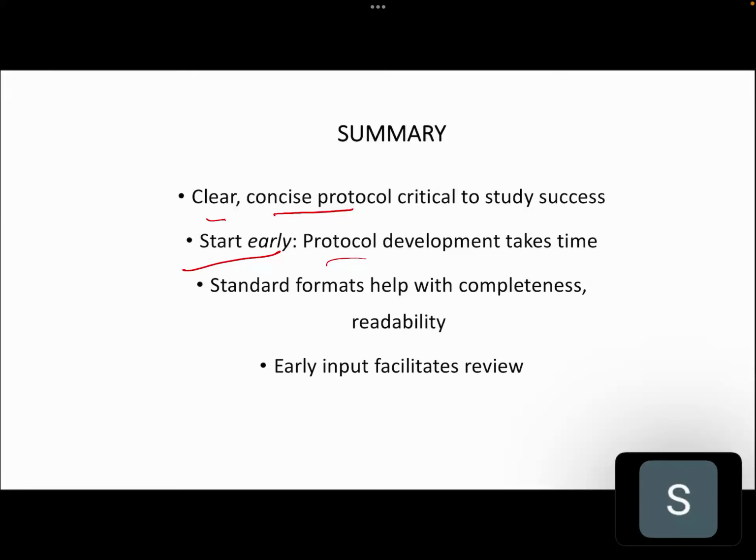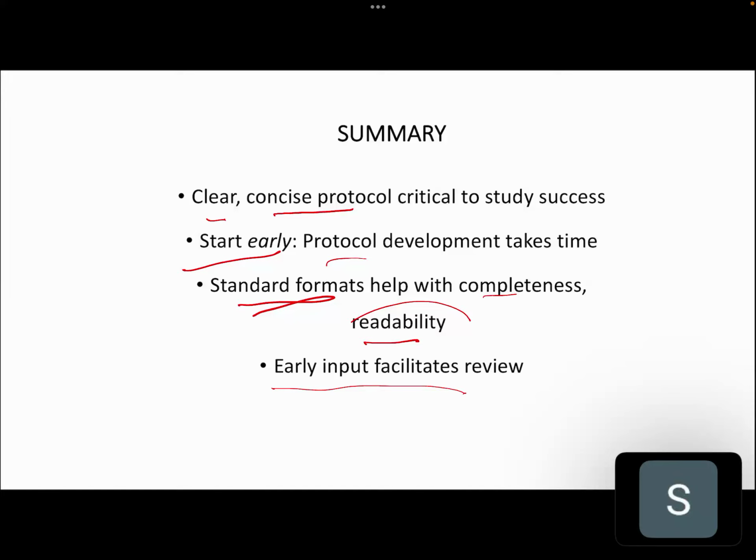If you start writing the protocol in advance, you are in a good position because you will have a lot of time to discuss and take the right decision. Standard formats for completeness and readability. For grammar and sentence structure, our job has been made a lot easier with automation, with these grammar check tools. That's easy. Standard format we are already using. Early inputs facilitate the review.